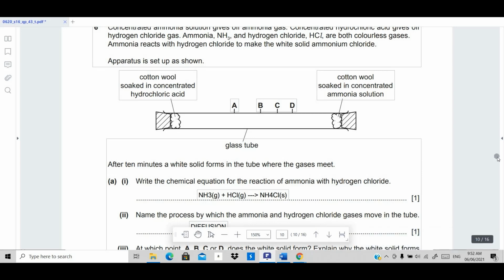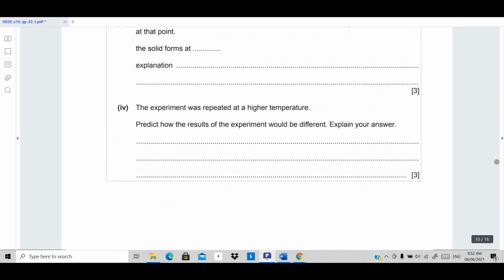Yes, we can write here: the white solid forms at A because NH3 has a lower mass than HCl, so it will diffuse faster. Right, we're done.